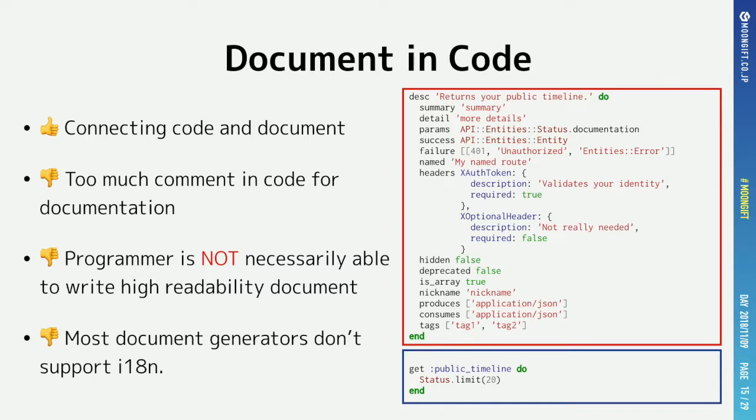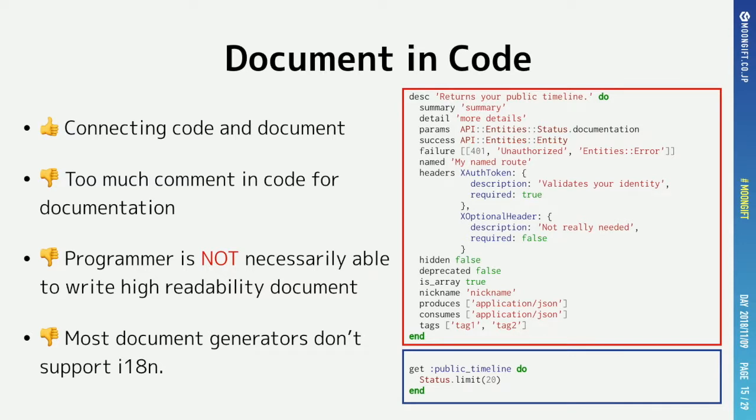And they are not programmers, but they have to read the code and understand what the API does. Then they update the document and send a pull request. It's tough. Another problem is that most document generators don't support international localization, just one language, like English or Japanese. So if document generators supported international localization, programmers would have to write more documents in the code.